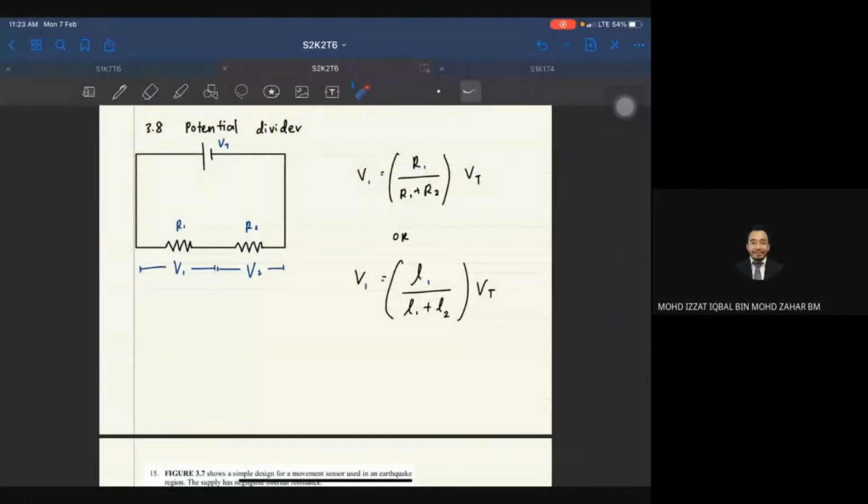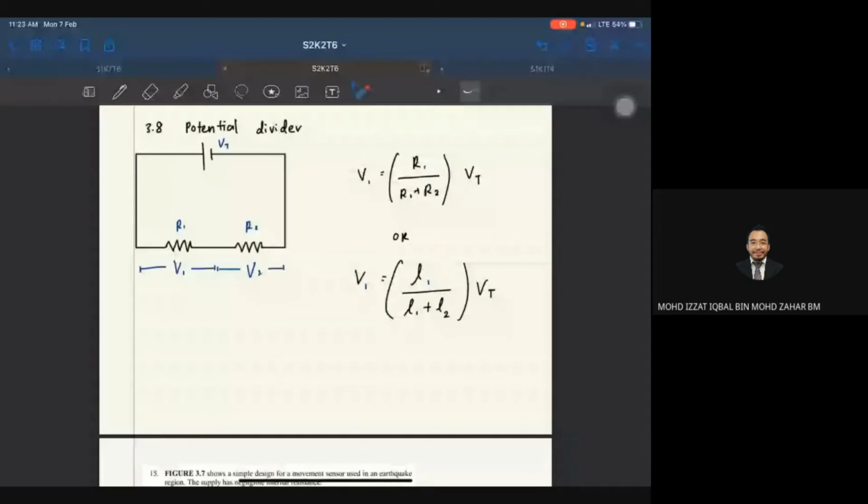Okay, for 3.8 is about potential divider. Okay, potential divider, you can see the characteristic. So you can see the characteristic of potential divider where you see resistors that are in series. Okay, resistors that are in series.